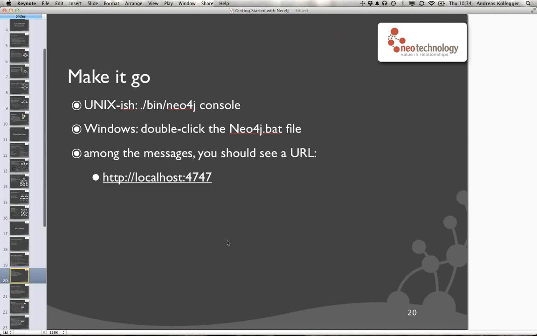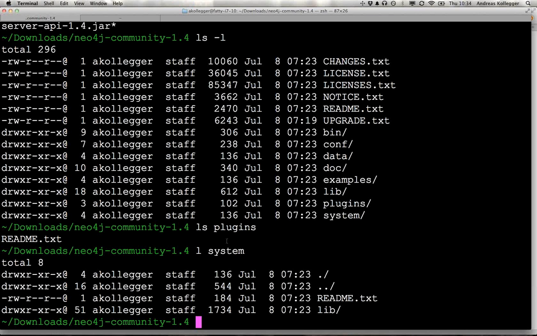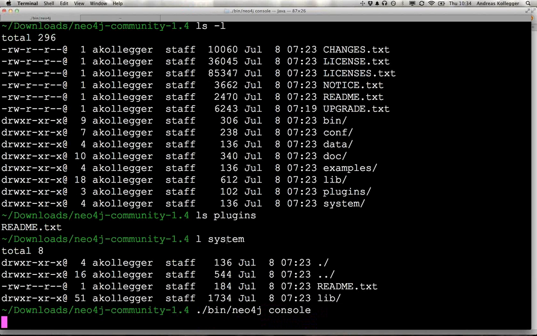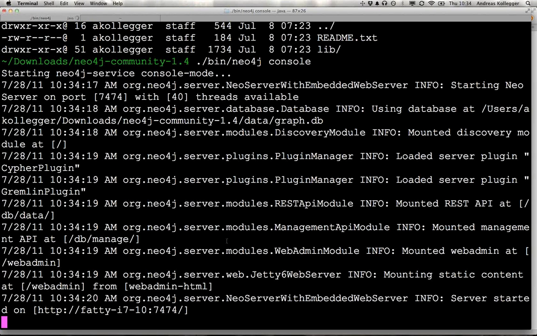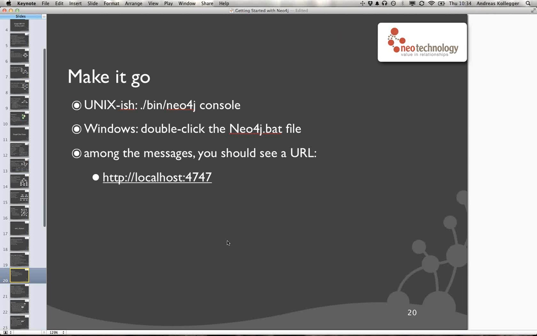All we're going to do next, though, is simply run Neo4j. If you're on Unix, all you have to do, from the top-level directory that I was in, is run bin/neo4j, and we're going to use console to get all of the output to come to the console. So you'll see a bunch of messages come up, as they are right there. If you're on Windows, you should have a neo4j.bat file available. Just go ahead and double-click that, and that will also run Neo4j in console mode.